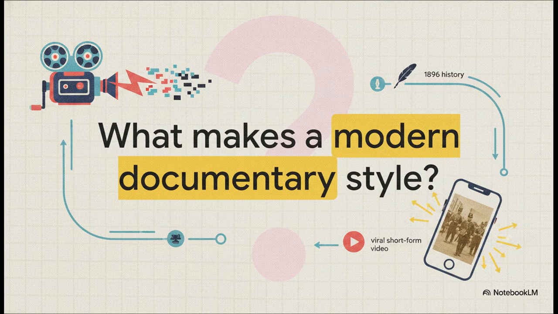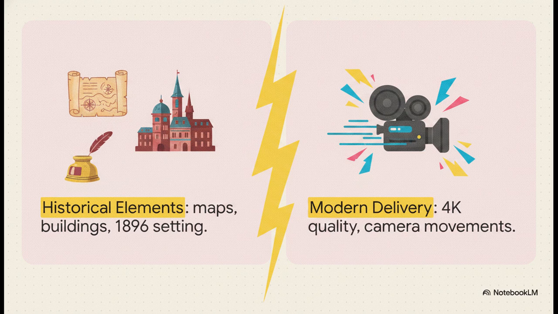The prompt asks for 1896 history, but it strongly demands it be presented in a modern documentary style. So I want to pose this question. What actually makes a modern documentary style? How does the prompt dictate we bridge the gap between a 19th century war and a 21st century audience? This perfectly illustrates that tension.